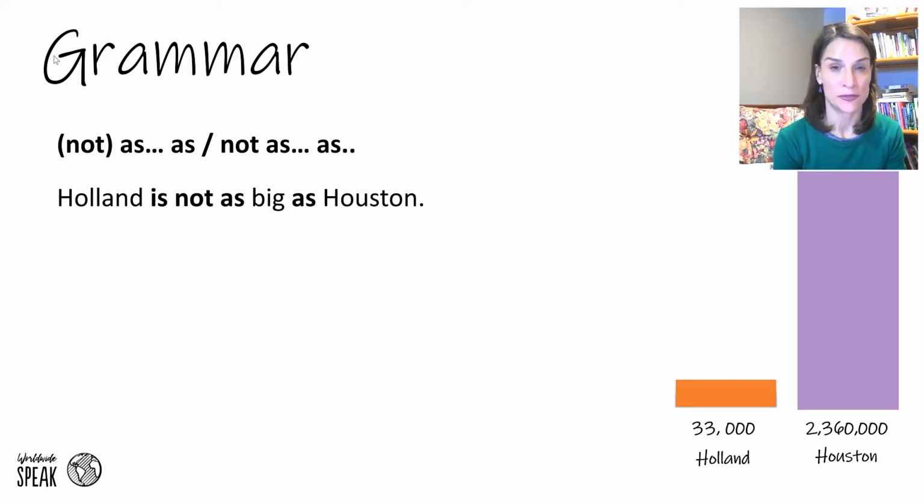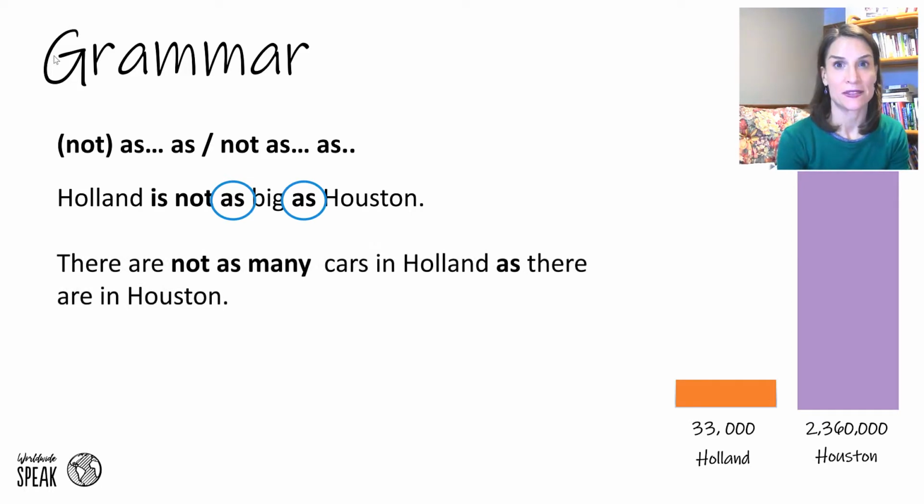The important thing with this construction you need to remember is you're going to use "as" twice. As big as. How about this? There are not as many cars in Holland as there are in Houston. When I'm using "as", I do need to use an adjective. Could be "big", or the word "many" functions this way here. There are not as many cars in Holland as there are in Houston.